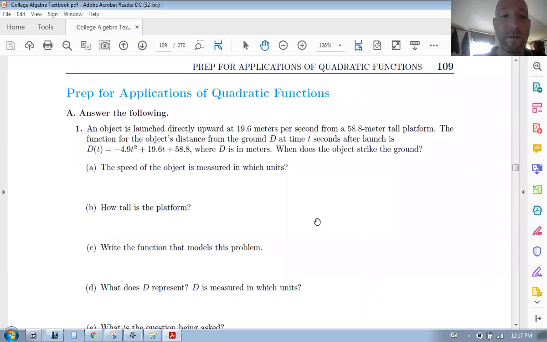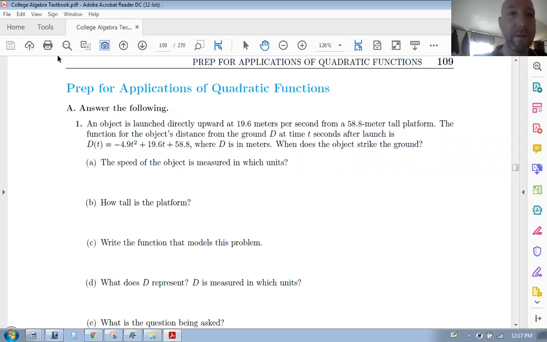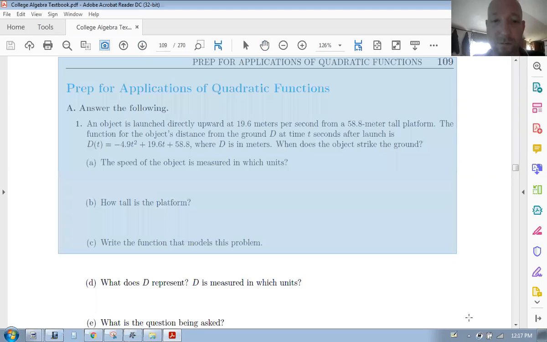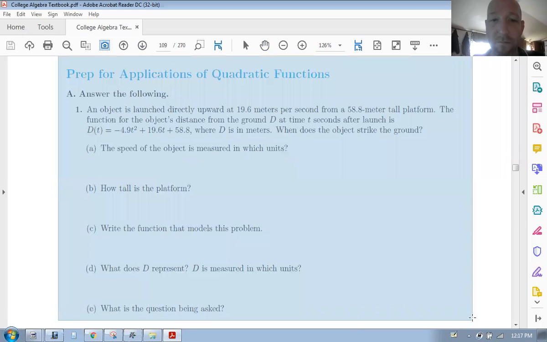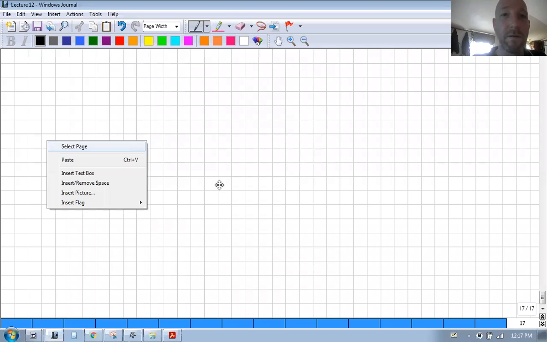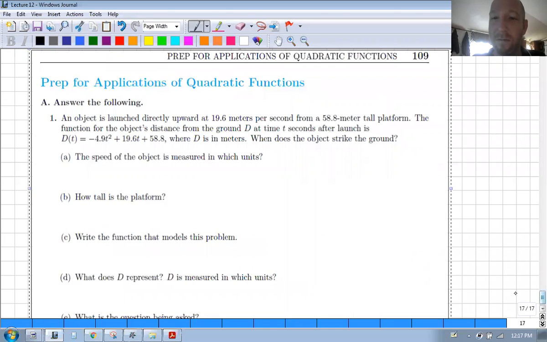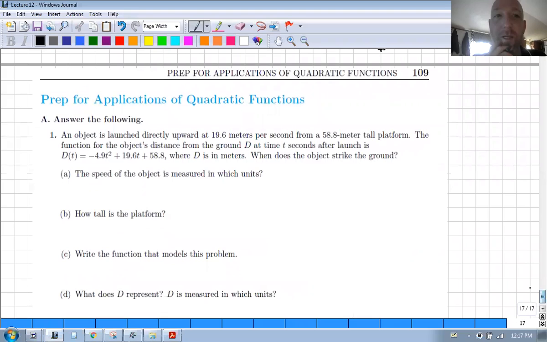All right, let's do one of these here. Answer the following. An object is launched directly upward at 19.6 meters per second from a 58.8 meter tall platform. The function for the object's distance from the ground d at time t seconds after the launch is given by this formula, where d is in meters. When does the object strike the ground?